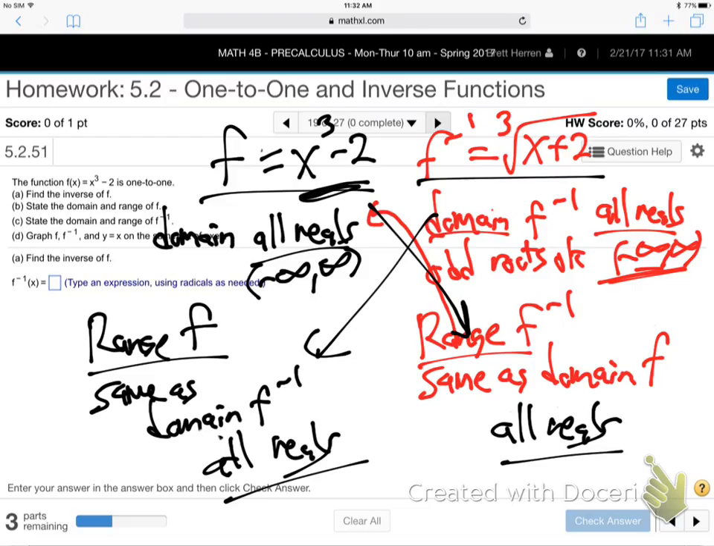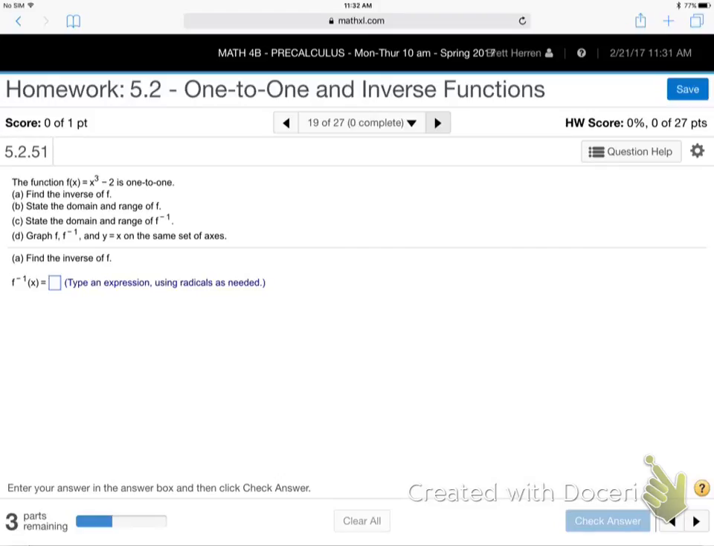All of that. So now the last part D, we need to graph these two. So if you've got all that down, I'm going to go over here to part D and see if I can graph them both. So start with the original function, x cubed minus 2.